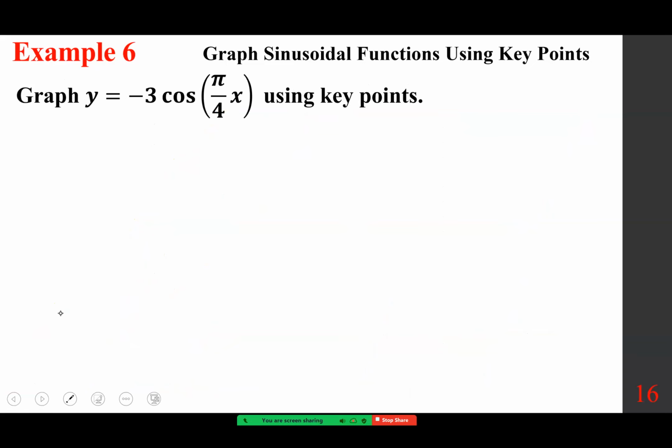All right. First, we are going to go with, again, the same methodology, okay? Number one, we notice that the amplitude is the absolute value of this number, which is positive 3. And that means the range, when you have that for any sine or cosine function, goes from negative 3 to positive 3. That's the meaning.